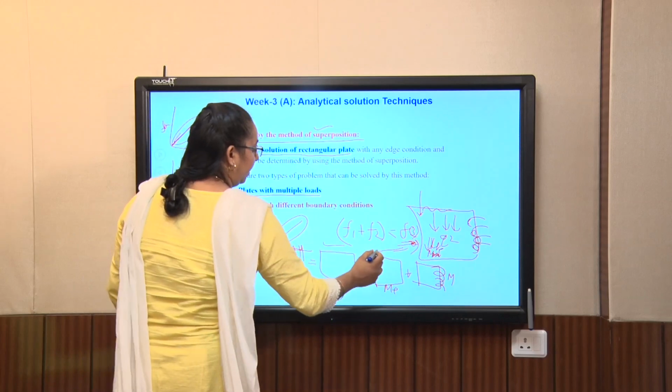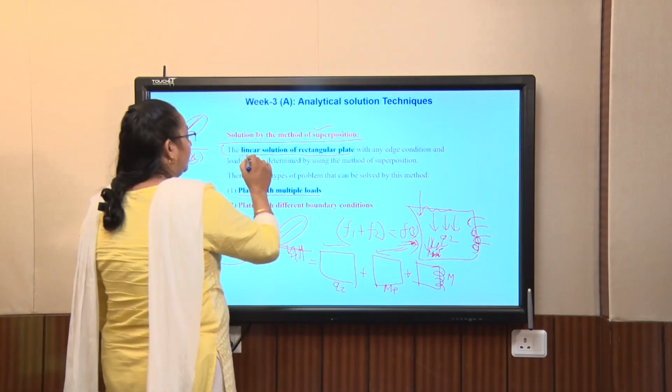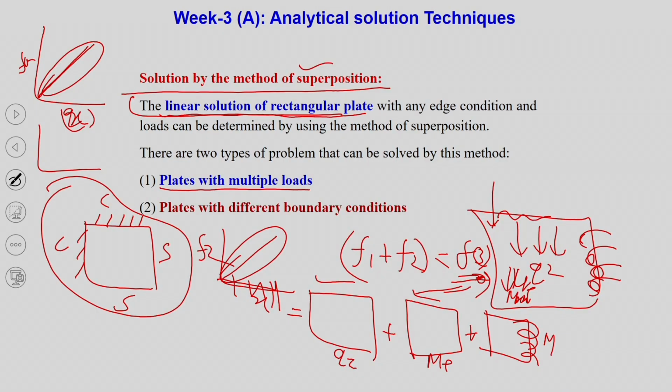If you are talking about a plate, the reason is that the deformation should not be large. I mean, it should not be in the non-linear range, it should be in the linear range, then only you can add the solutions.